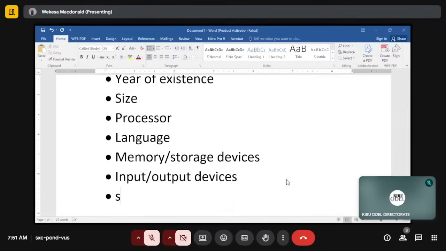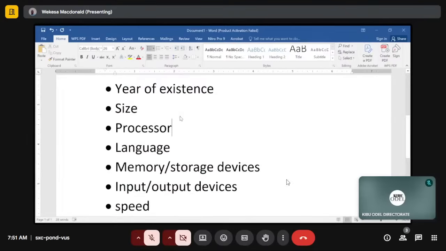Also, remember to mention the speed. Like the first generation were very slow, then came the second generation, which was faster than the first generation. So those are some of the items that you must be able to master when mentioning the computer generations.